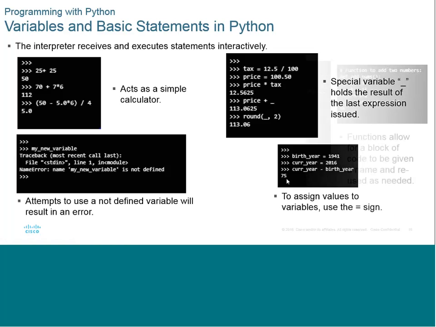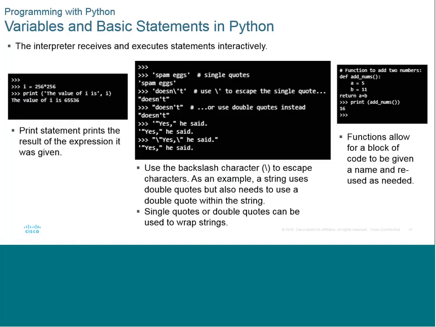Variables and basic statements in Python. The interpreter receives and executes statements interactively. You can see we have defined a variable I that is equal to 256 into 256. Then it will give the print. The print command is used for whatever we write in the quotation. When we write print "the value of I is", this will be shown in the output.